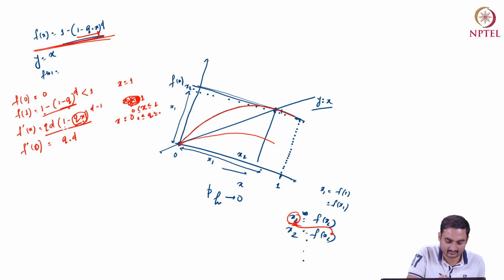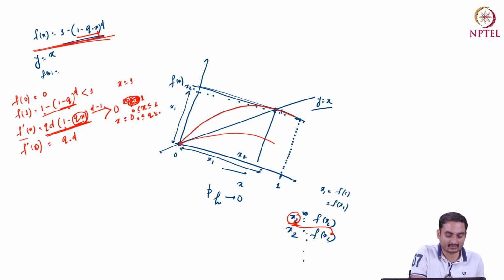1 minus this, of course I am not considering the case when both x and q would be 0, okay? It is greater than 0. So 1 minus this would be less than 1. This to the power d minus 1 would be less than 1 but greater than 0, right? So the entire thing would be greater than 0.